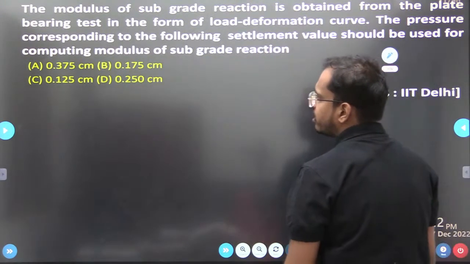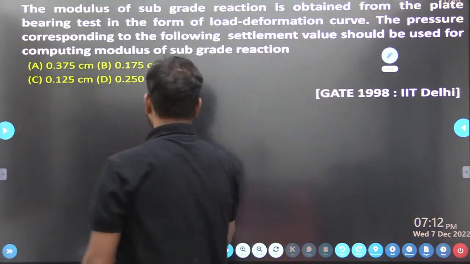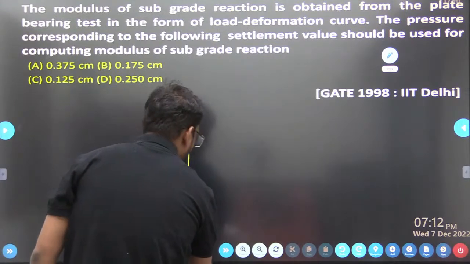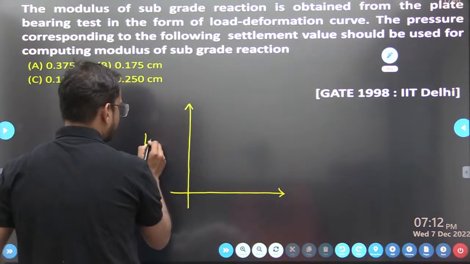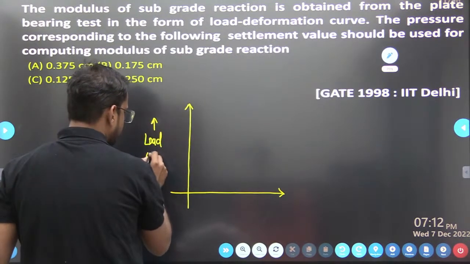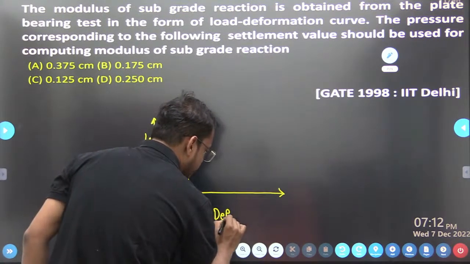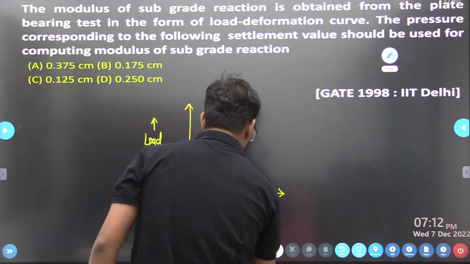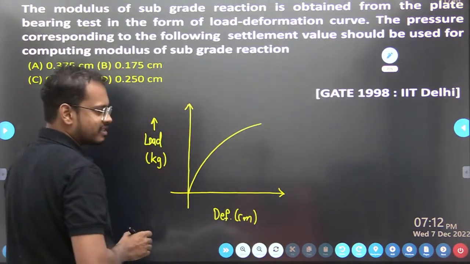So my dear friend, we already know that if I draw a plot, in between load versus deflection, load is in kilogram and deflection is in centimeter. Am I right? So the load versus deflection curve is looking like this. This is our load versus deflection curve.